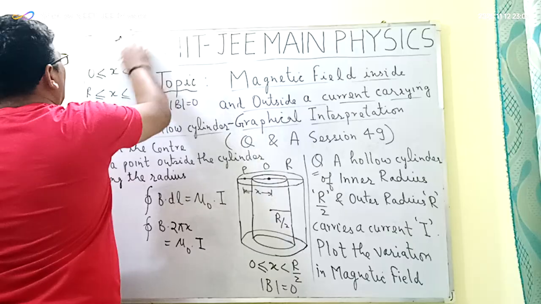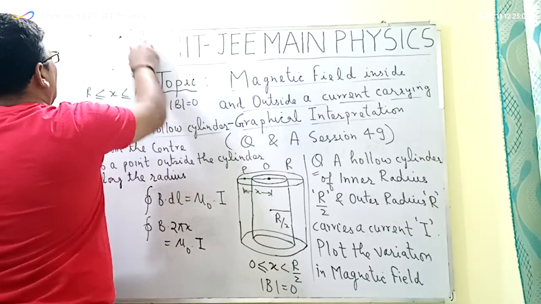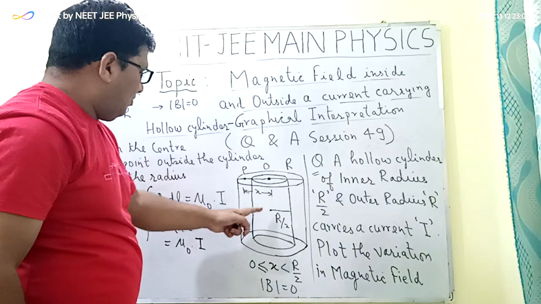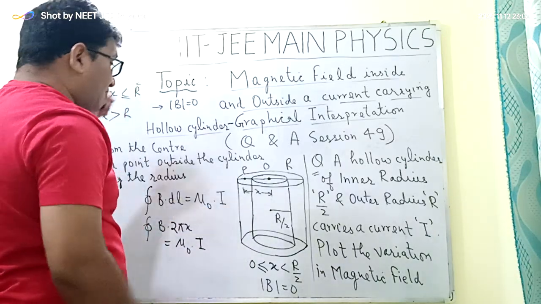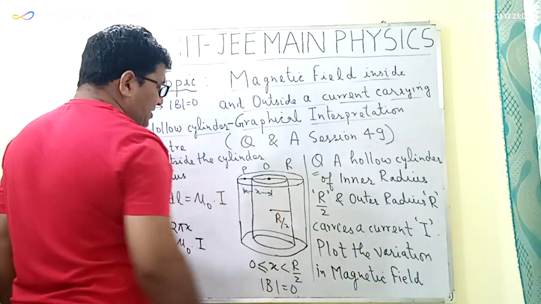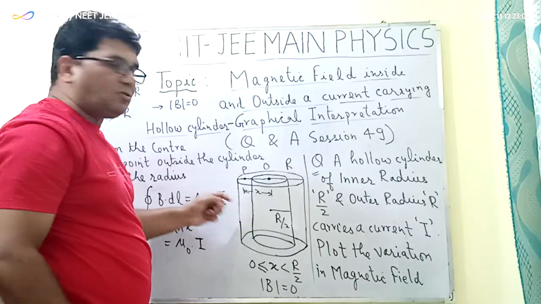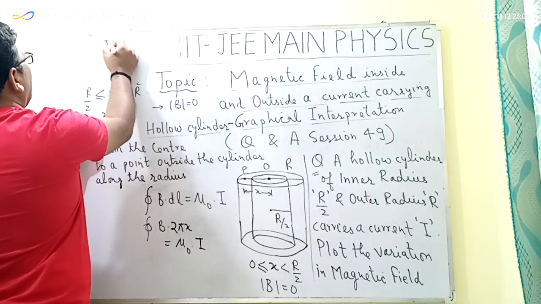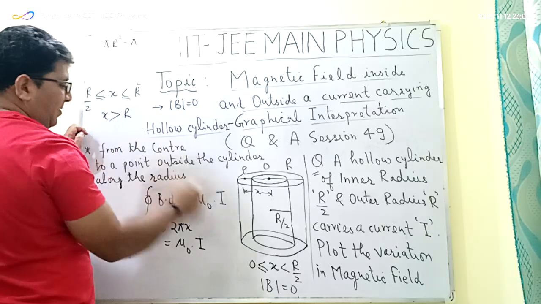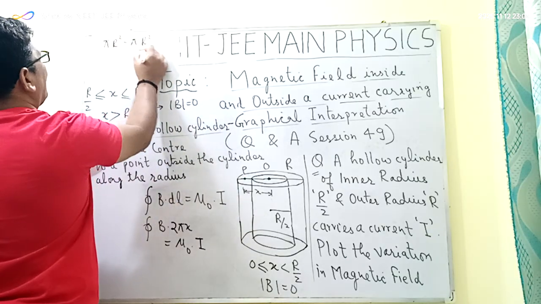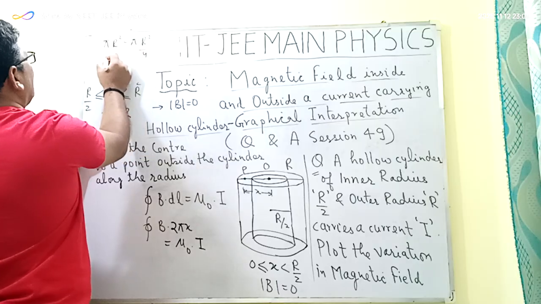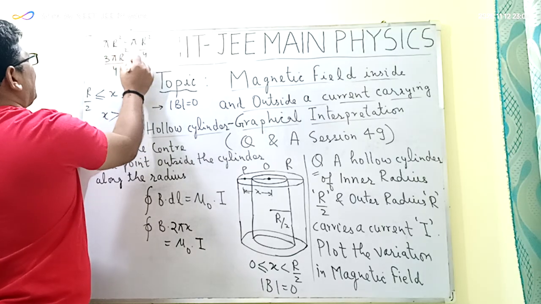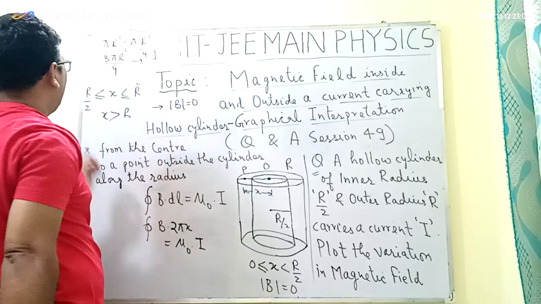In order to find the value of I, we will first of all find the cross-sectional area through which this current I is flowing in this hollow cylinder. So the cross-sectional area will be pi r square minus pi times r by 2 whole square, which is equal to 3 pi r square by 4. So this is the cross-sectional area through which the current I is flowing.